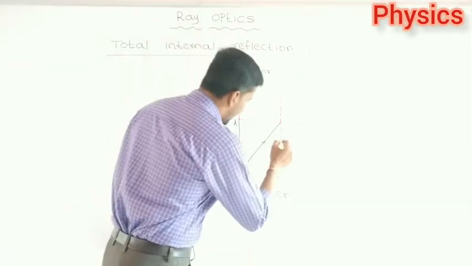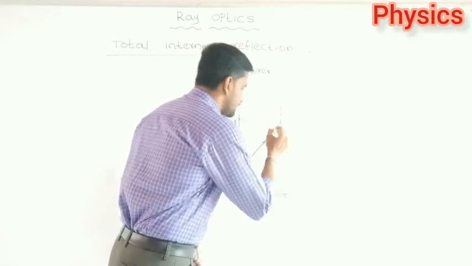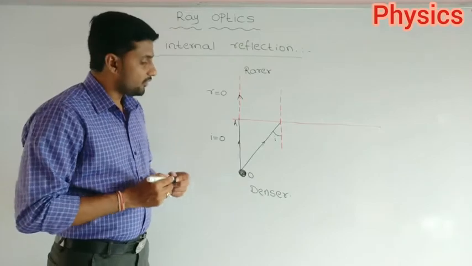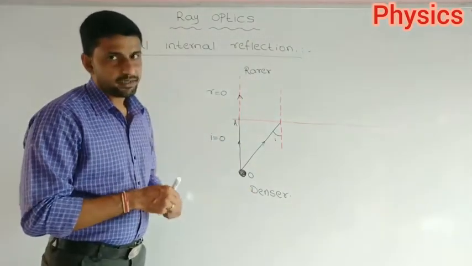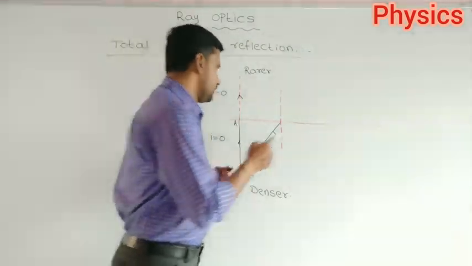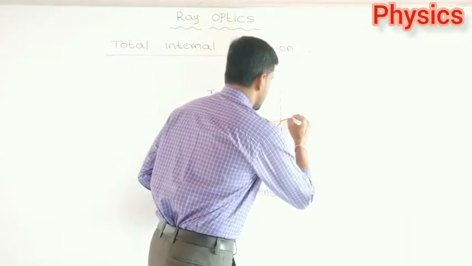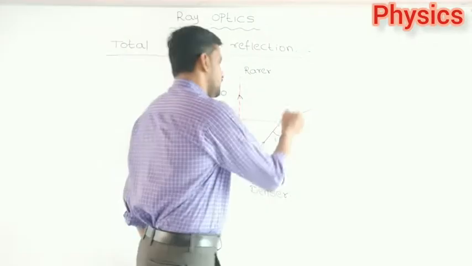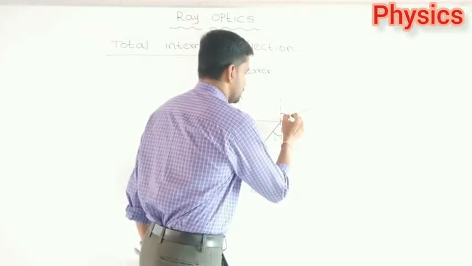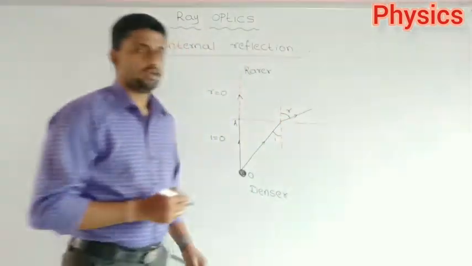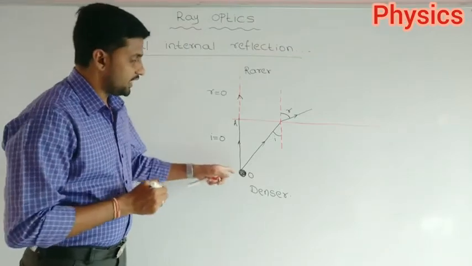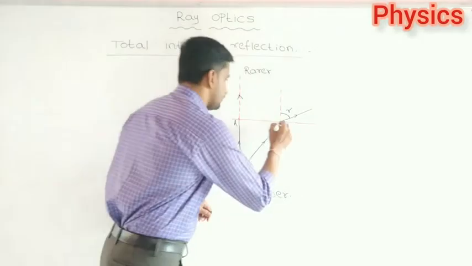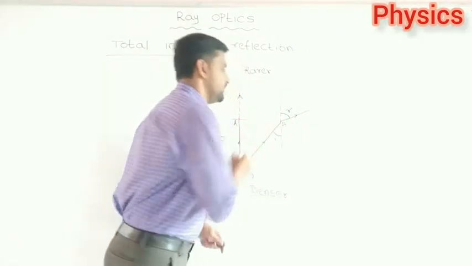The angle between the incident ray and the normal, I am taking as i. When the ray of light travels from denser to rarer medium, it will bend away from the normal like this. The angle between the normal and the refracted ray, I am taking as r. This is the other ray of light coming out from the luminous object, and I am taking that ray as OB.